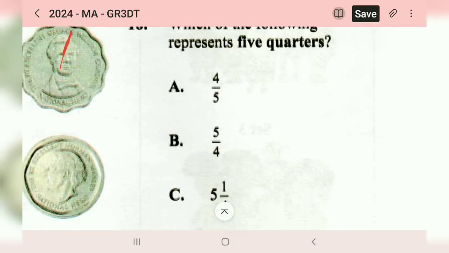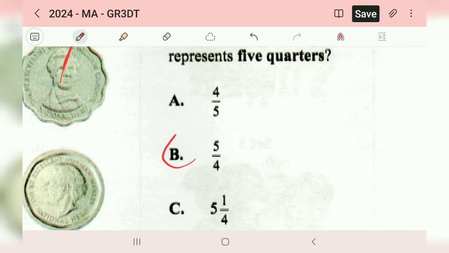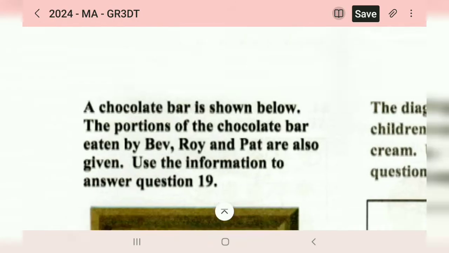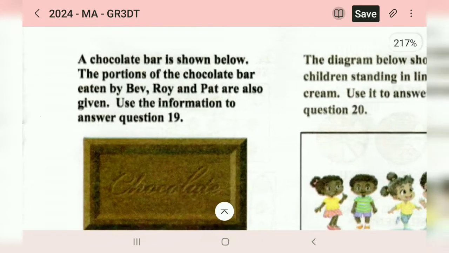18. Which of the following represents 5 quarters? 5 quarters, which is 5 over 4. A quarter, denominator is 4, so 5 quarters is 5 over 4. All right? Moving on to this one.